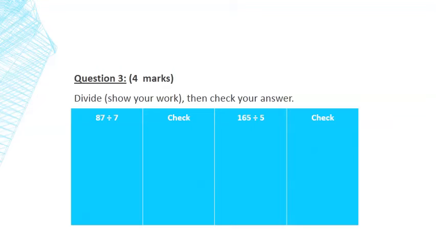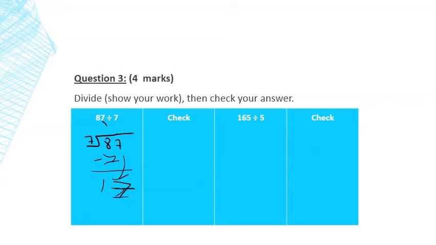Hadi. 87 divided by 7. What's the number we multiply by 7 that gives 8? Nothing. 7 times what gives 7? 1. We make minus 7. 8 minus 7 is 1. We bring down the 7.